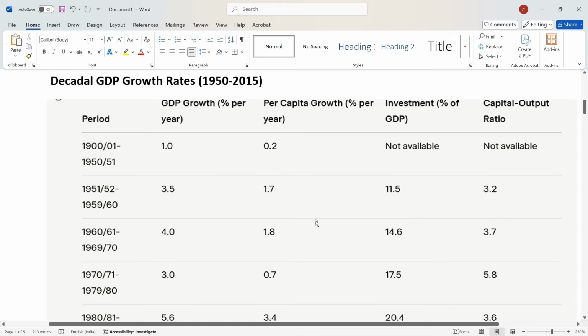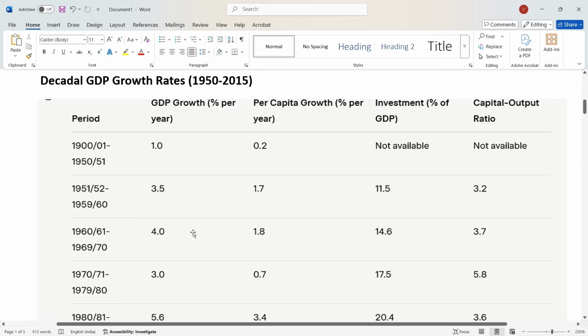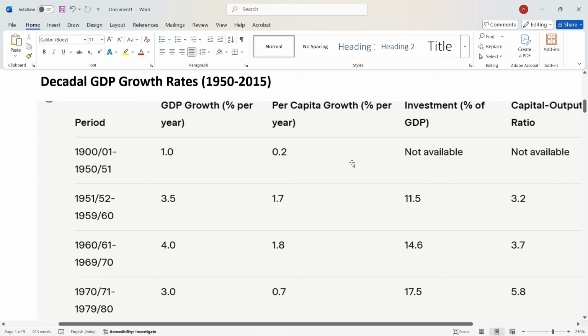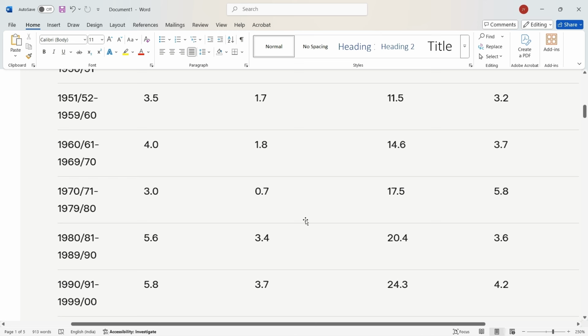After the 1960s, during the 1970s, there was slight growth in the economy's GDP, which became 4%, and the per capita income increased from 1.7 to 1.8% only. There was a slight increase in investment too, to 14.6%, and the capital output ratio was 3.7. In the 1970s to 1980, GDP declined to 3%. The per capita income declined to 0.7%. The investment was 17.5%, and the capital output ratio was 5.8.